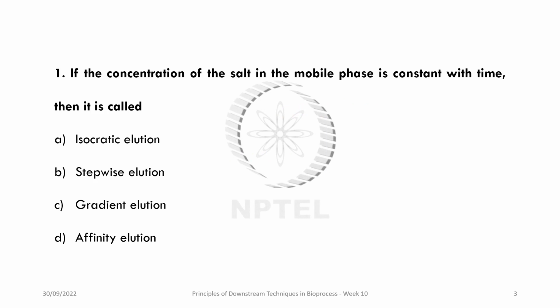The first question is a starter question, very simple. Please use the chat box. Drop in your options. If the concentration of the salt in the mobile phase is constant with time, then it is called A. Isocratic elution, B. Stepwise elution, C. Gradient elution, and D. Affinity elution.